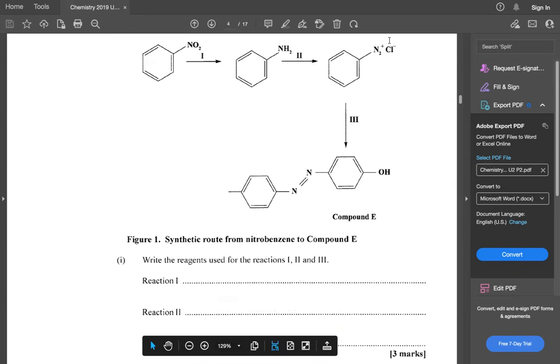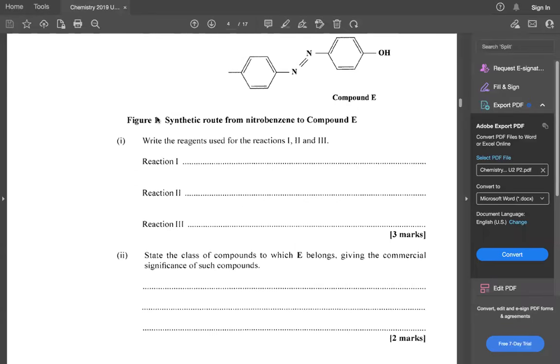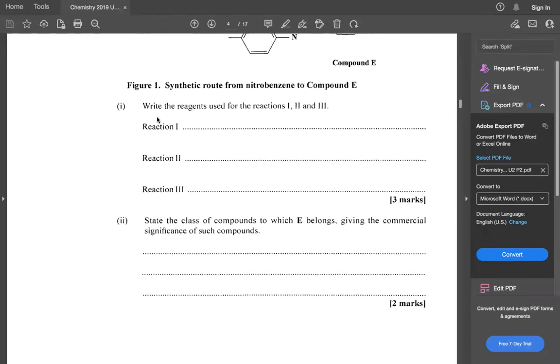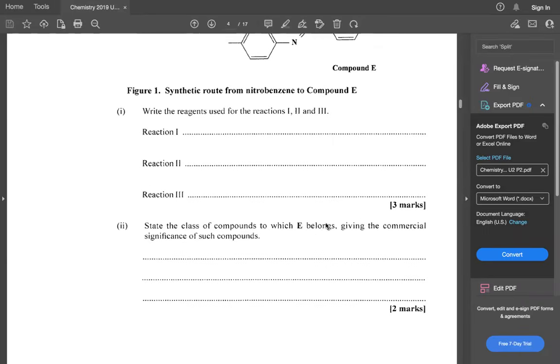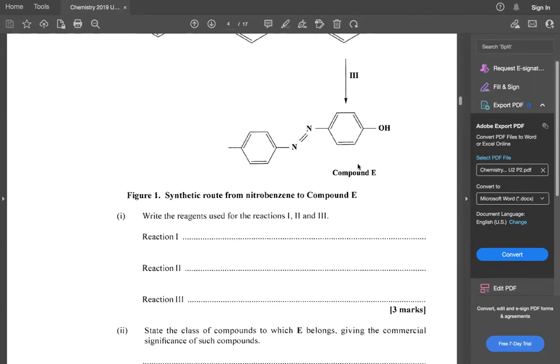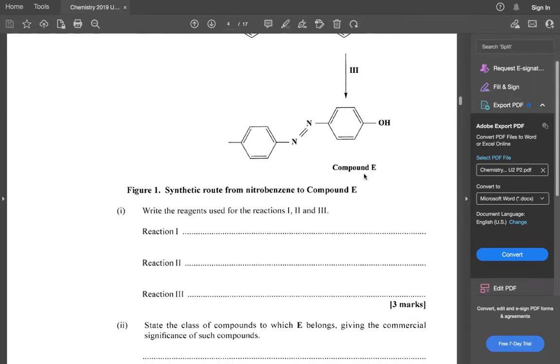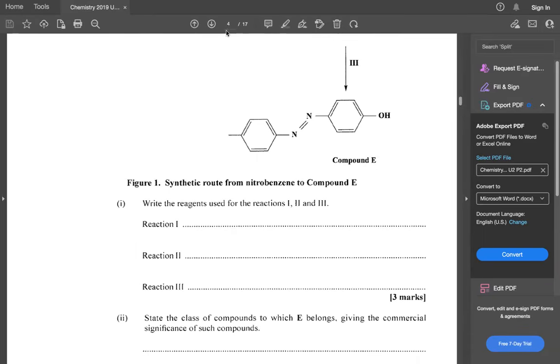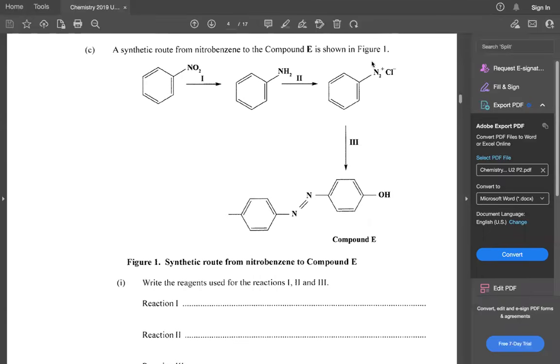Let's clear this and then scroll down. So they're saying state the class of compounds to which E belongs, given the commercial significance of such compounds. So the family that this compound belongs to is known as azo dyes, or azo compounds. That's what we call it when we have this kind of reaction where we couple a phenol with our diazonium salt. So we react this diazonium salt with our alkaline phenol.